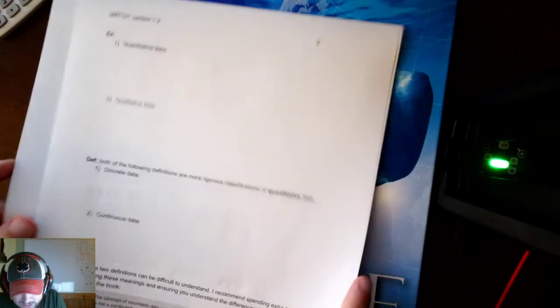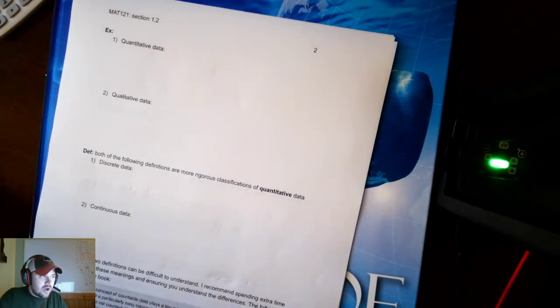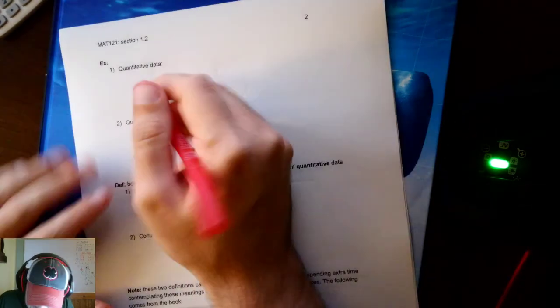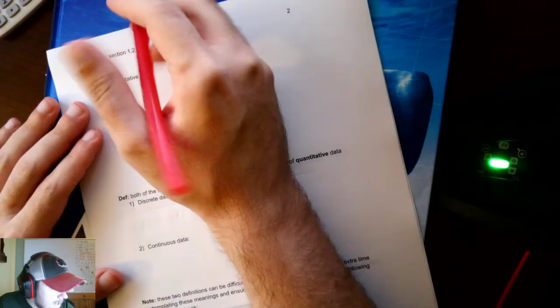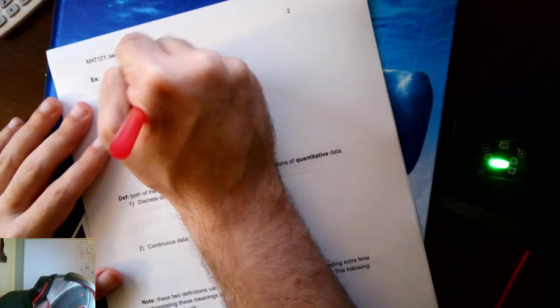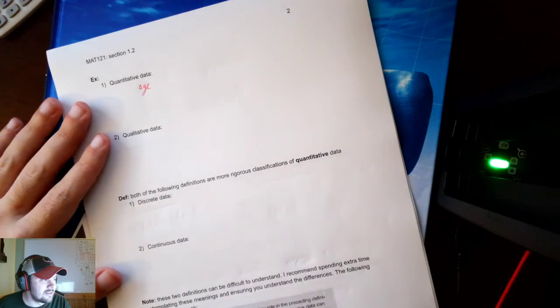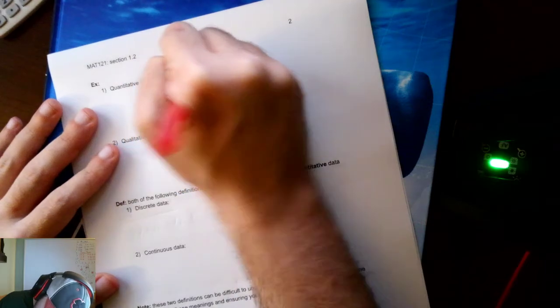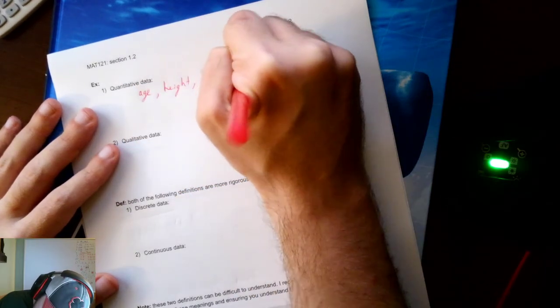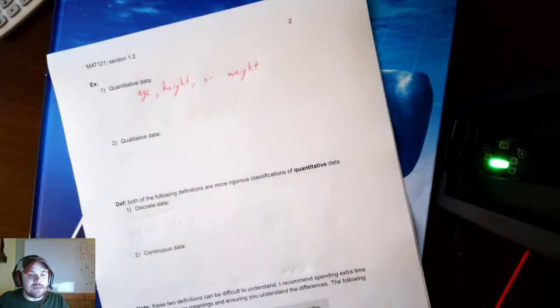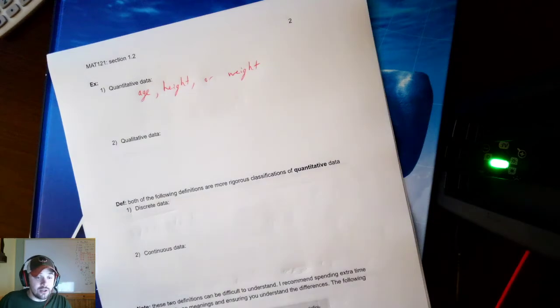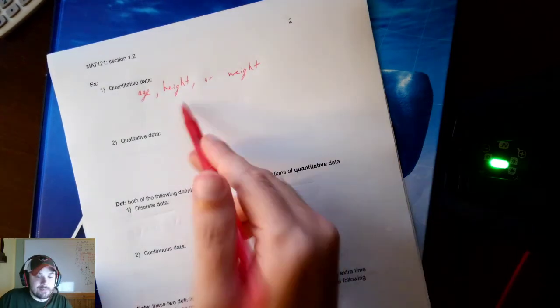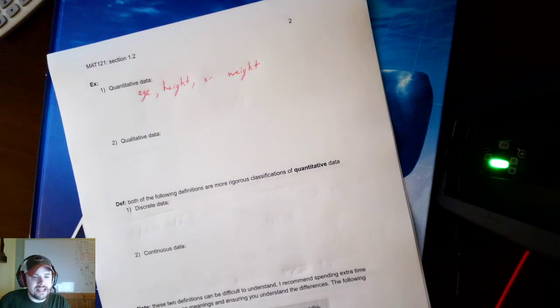So let's have some examples of quantitative data and qualitative data. An example of quantitative data might be age. That would be an example of quantitative data. Or maybe height. Or maybe weight. Right? They're measurements or counts. Age is a count, right? It's how many years you have been alive. Height is a measurement. How tall are you? Weight is a measurement. How much do you weigh?